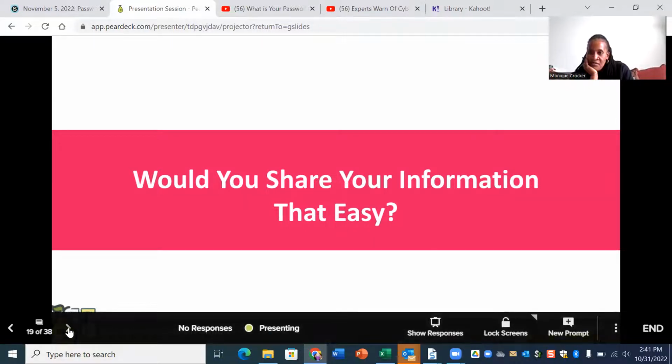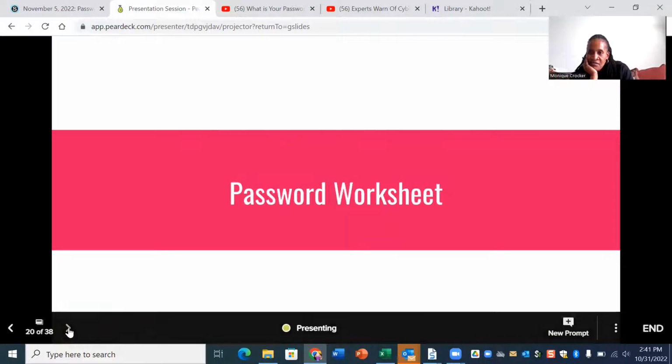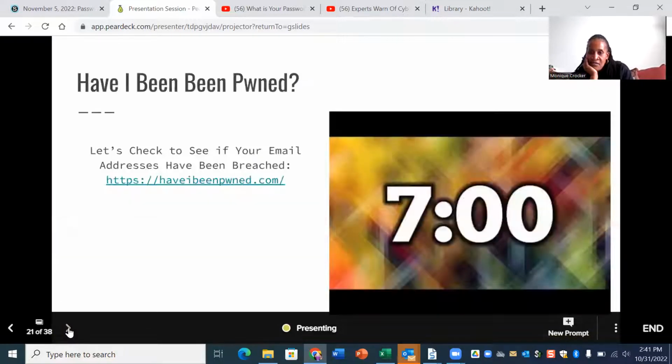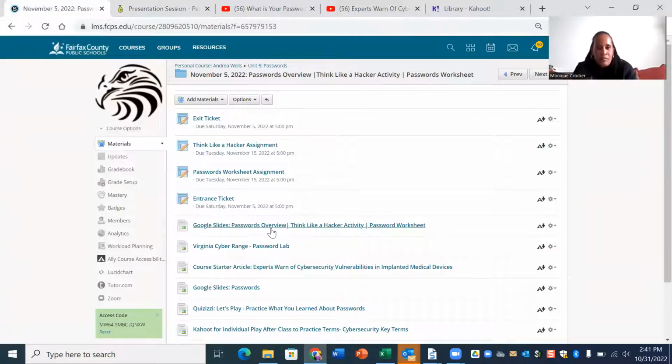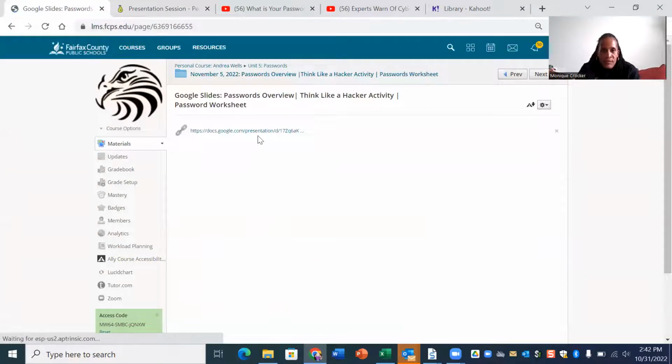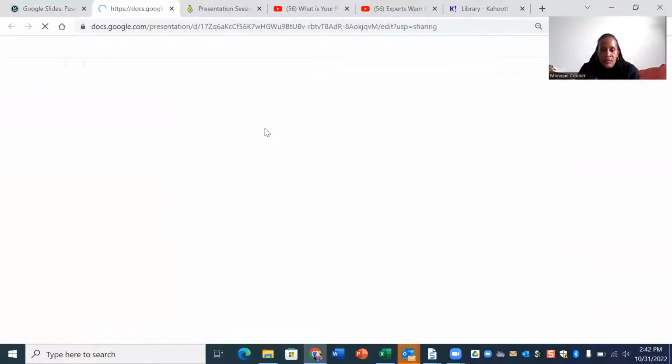So that's kind of just a funny one, how easy you would share your information. We would have a password worksheet. Now on this password worksheet, we would have them in their folder here. I would say, okay, guys, we have a password worksheet for you. This right here is going to be one that will accompany you as you go through this lecture.